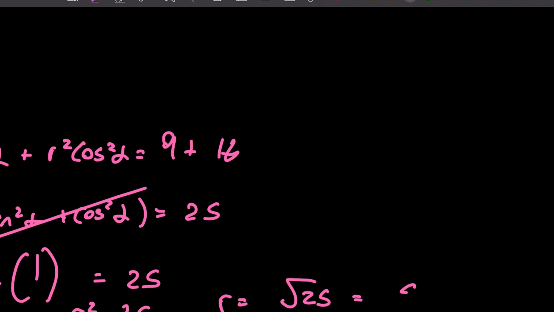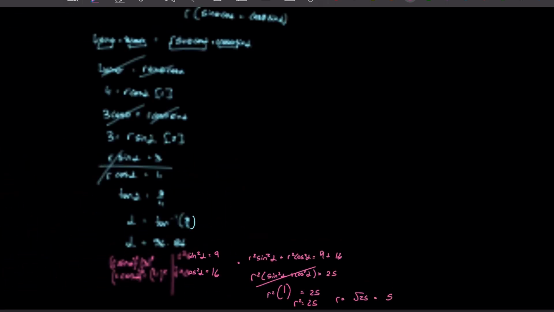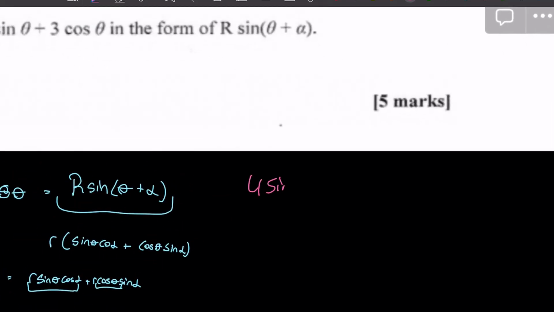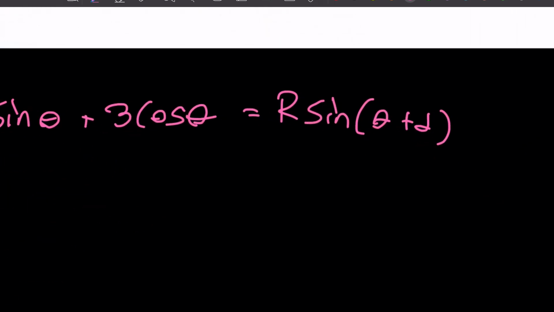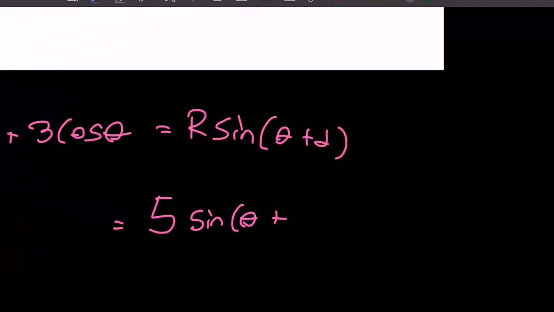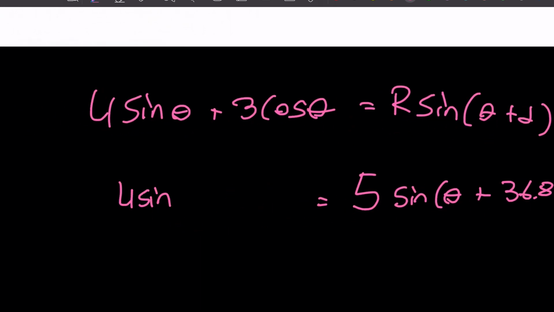So to rewrite the whole equation now, they ask us to express it in that form. So we can say 4 sine theta plus 3 cos theta equals r sine (theta plus alpha). We just found r to be 5, and alpha, which we had previously found to be 36.86. So we can just rewrite this again. 4 sine theta plus 3 cos theta equals 5 sine (theta plus 36.86).